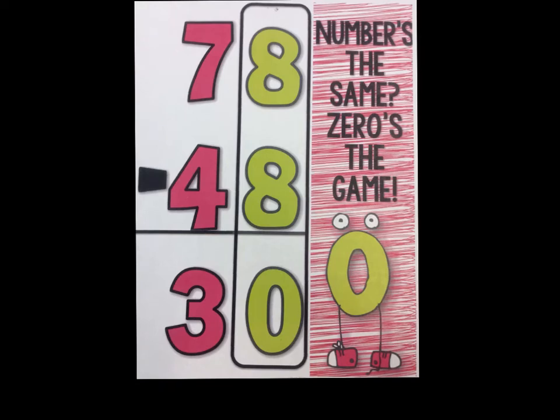The second rule is if the number's the same, 0's the game. Notice it has 8 minus 8. If the number is the same, I can subtract from it and it always will equal 0.